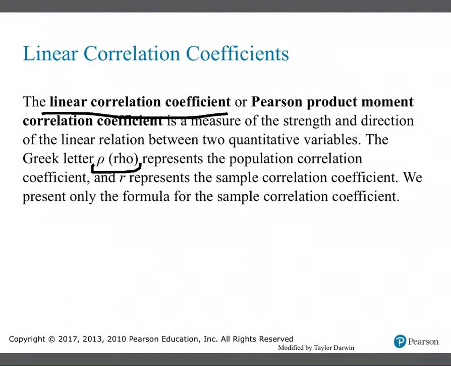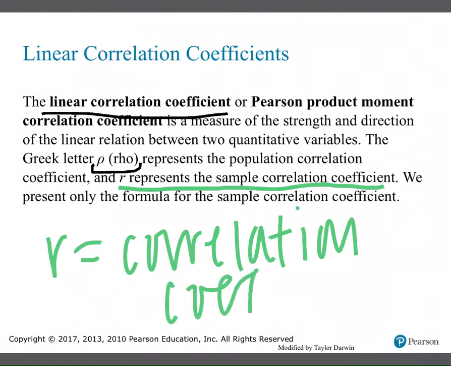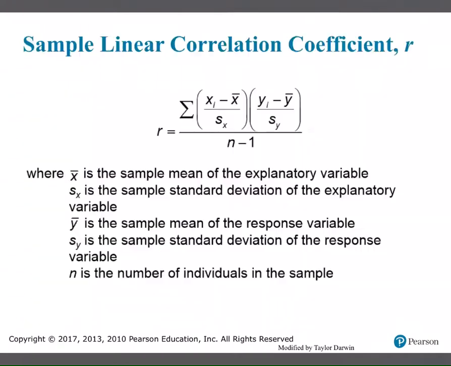The Greek letter rho represents the population correlation coefficient, although we don't use that very much in this class. What you really want to focus on is R. R represents the sample correlation coefficient. You need to remember that R equals correlation coefficient. So maybe I tell you, find the correlation coefficient. You need to think, oh, she wants R. And there is a formula for that.